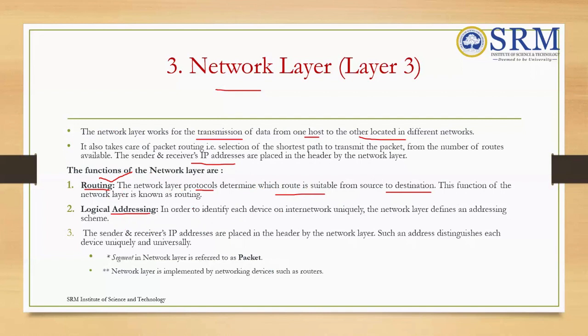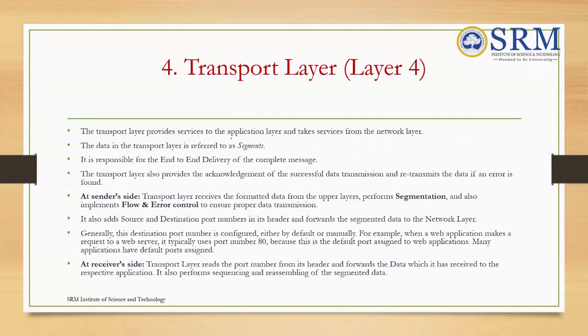In the data link layer, the data is in the format of frames. In the network layer, it will be in the format of packets. The network layer devices are routers. And the next thing is the transport layer.